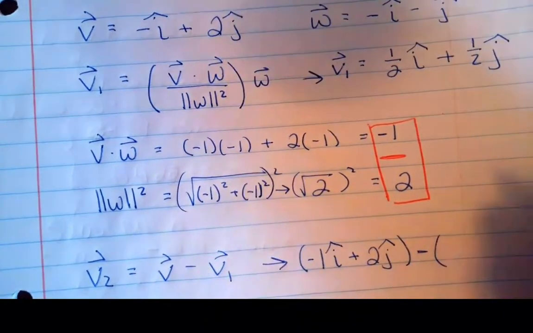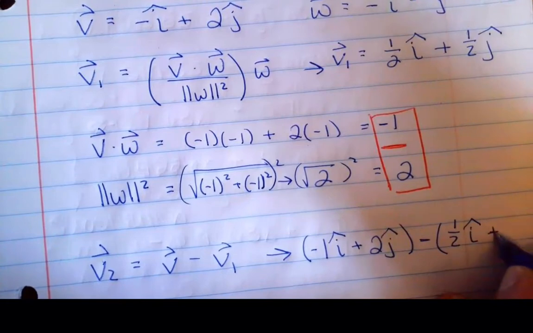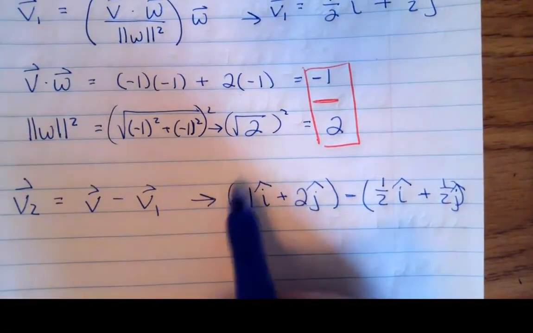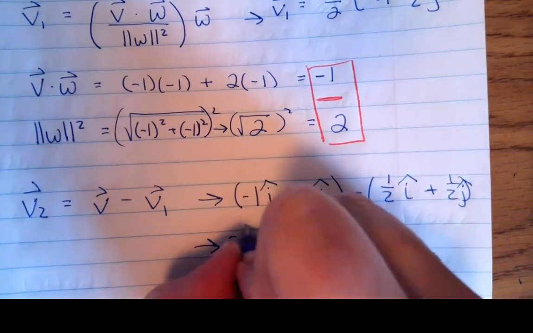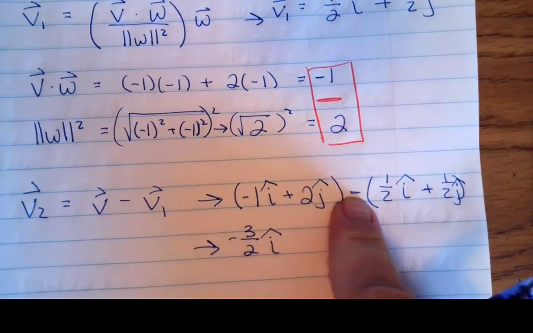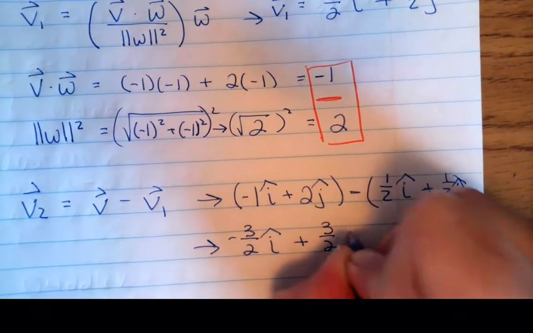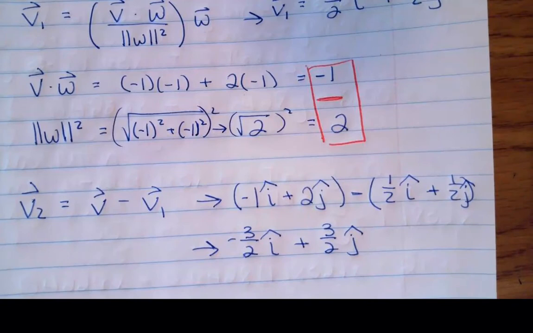And subtract off what I just found. So 1/2 i plus 1/2 j hat. Okay, all right, so when I subtract this, a negative 1 minus 1/2 is going to be a negative 3/2 on i, and a 2 minus 1/2 is going to be positive 3/2 on j.